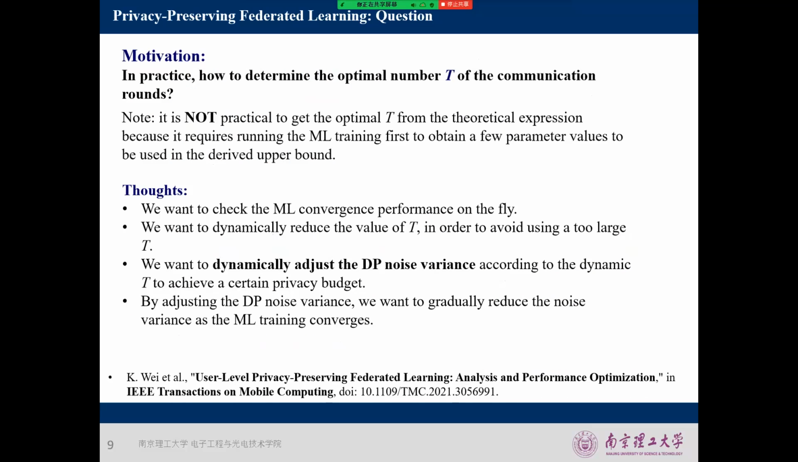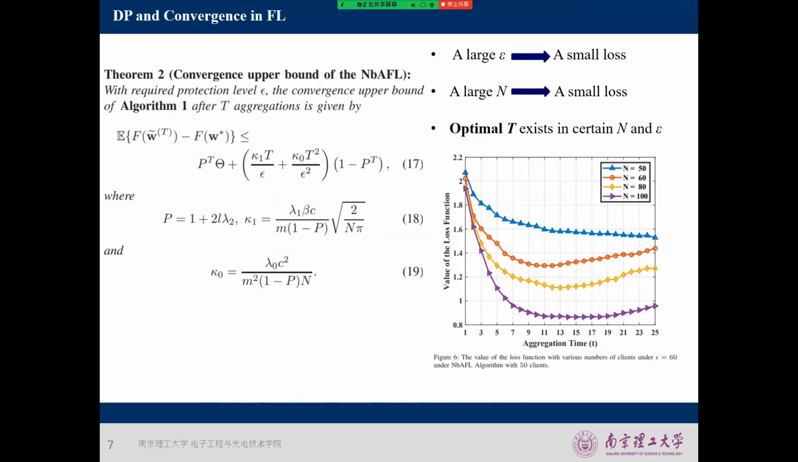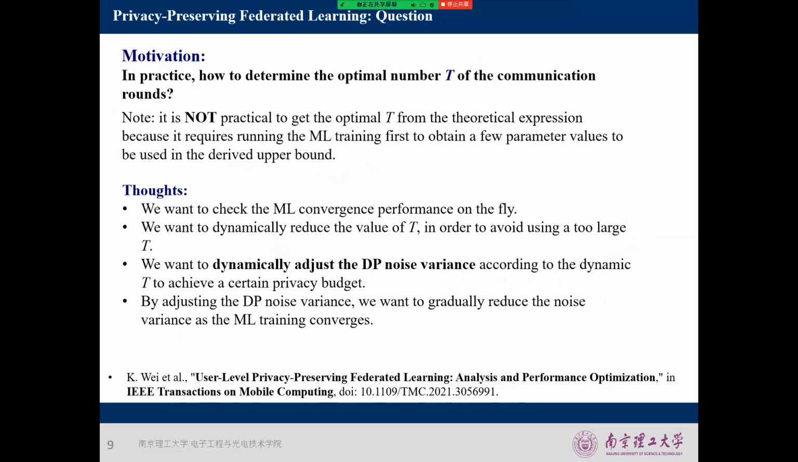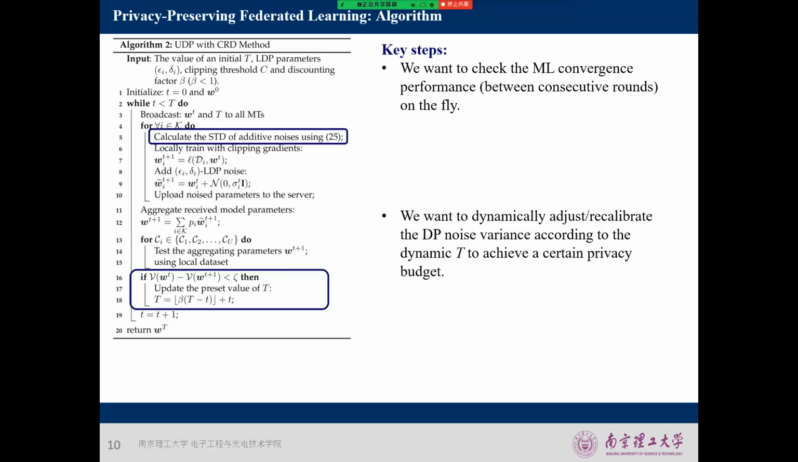Because we found that an optimal T exists for a certain N and epsilon, based on that finding we think we can dynamically adjust the noise powers to find the optimal T in the learning process. We used this idea to write another paper published in TMC last year. The key idea is that during the federated learning training process, we can adjust the DP noise power, and when we decrease the noise power, it will affect the aggregation time T because we have to achieve a total privacy budget. We gave some algorithm designs for this.